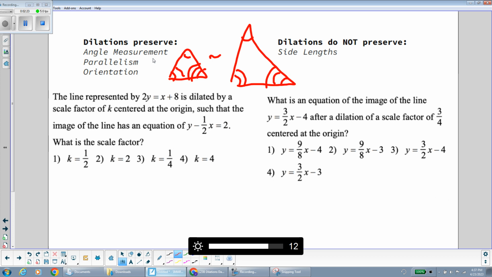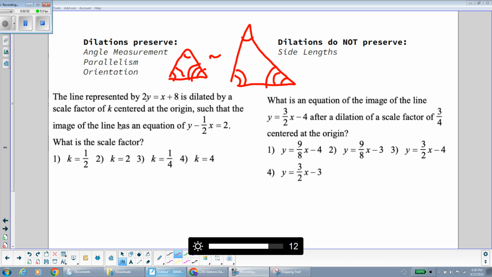Dilations preserve parallelism. That's an important one. What that means is that the pre-image and the image after a dilation will be parallel to each other. And that's going to be important when we take a look at line dilations, which is coming up in a little bit. And orientation, for the most part, dilations do preserve orientation. They might change position a little bit, but overall, they just get bigger or smaller. The orientation generally stays the same.